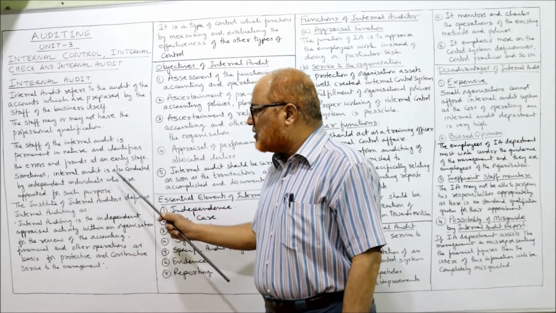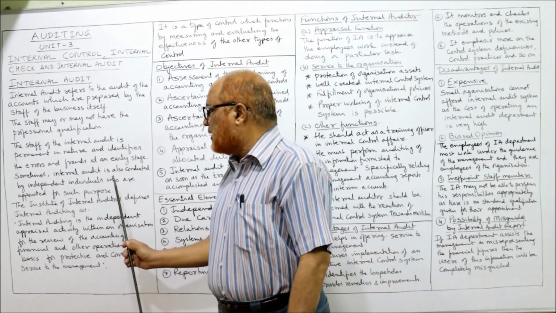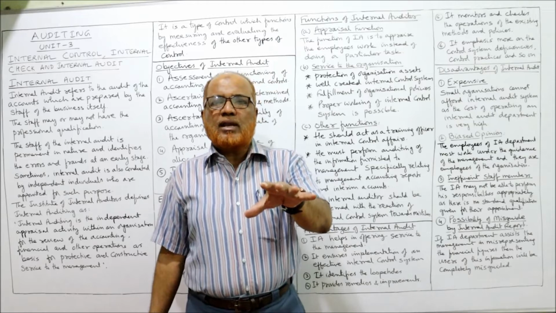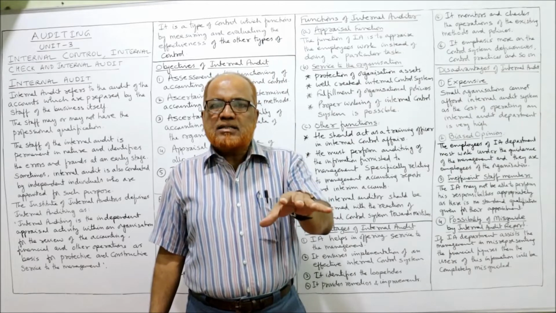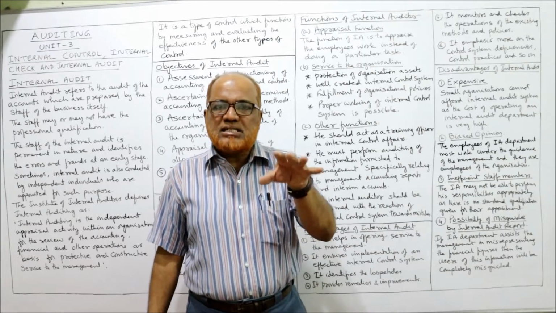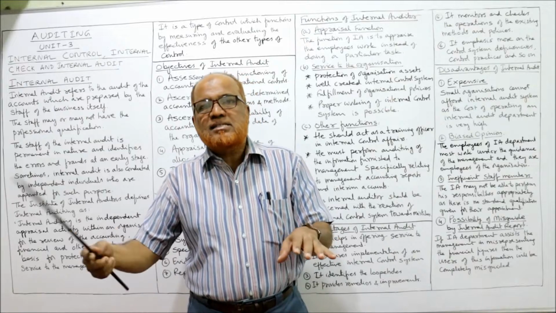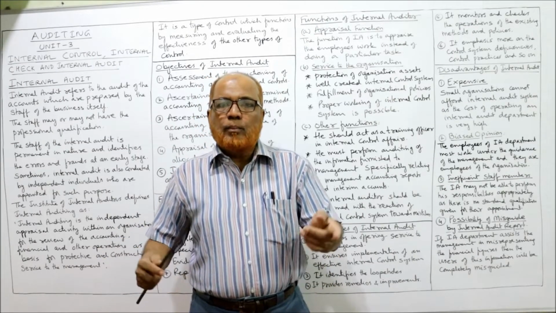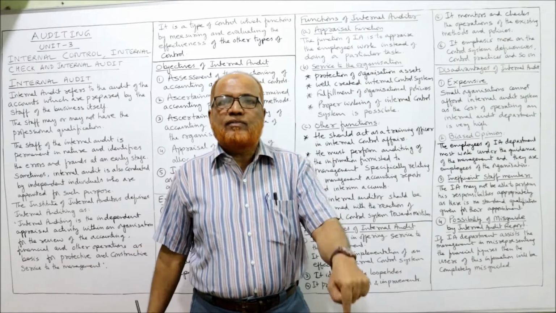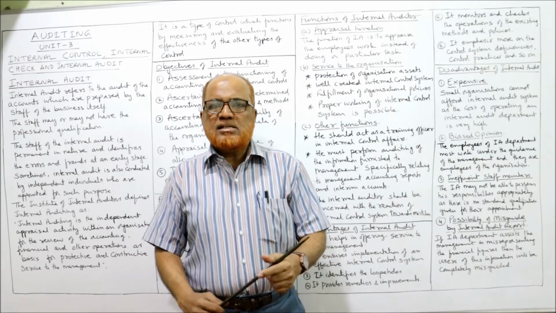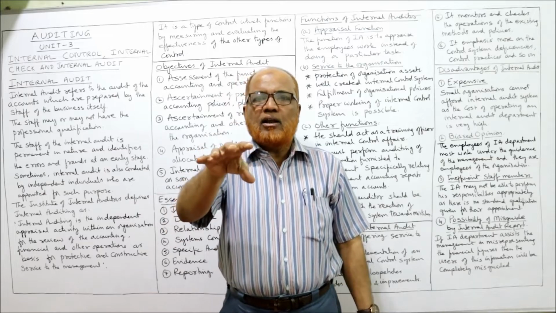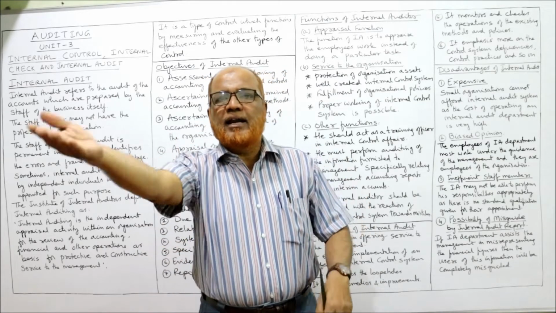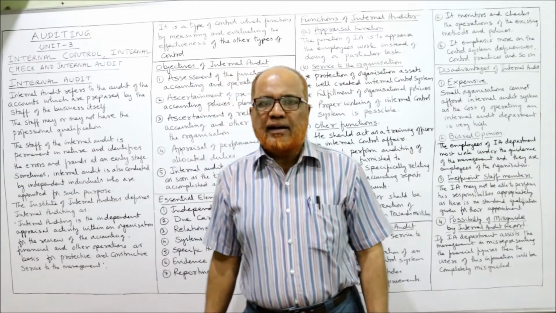Sometimes internal audit is also conducted by independent individuals who are appointed for such purpose. Some organizations conduct internal audit not by the staff but by an external auditor. They will appoint one professional auditor to make internal audit of their company. So it is not always necessary that internal audit should be done by a staff member only. It may be done by an outsider, an independent individual.